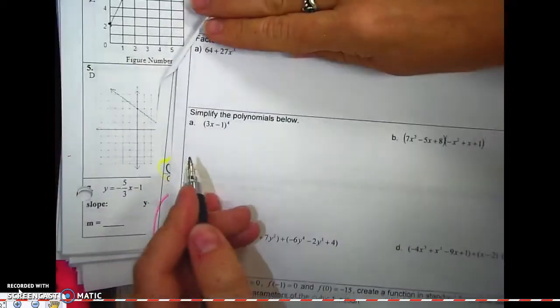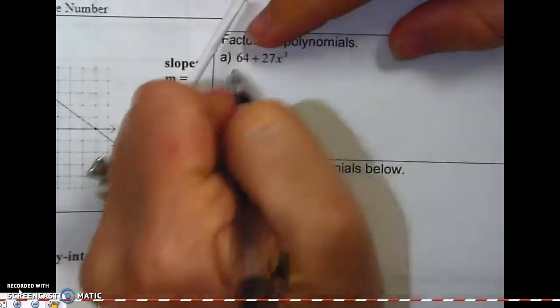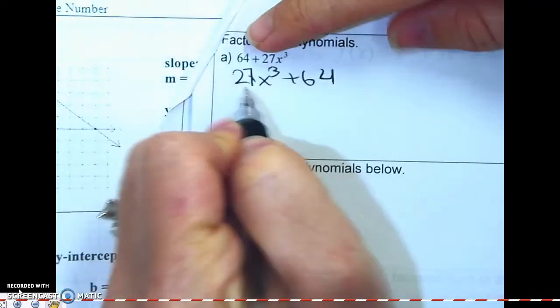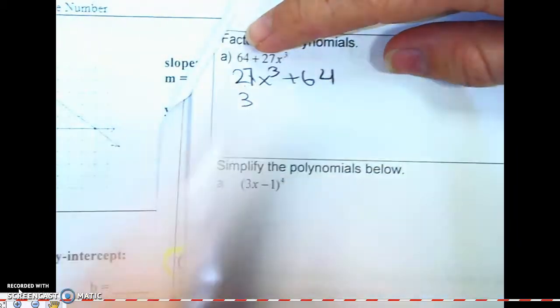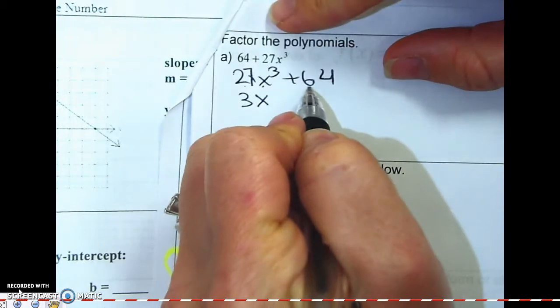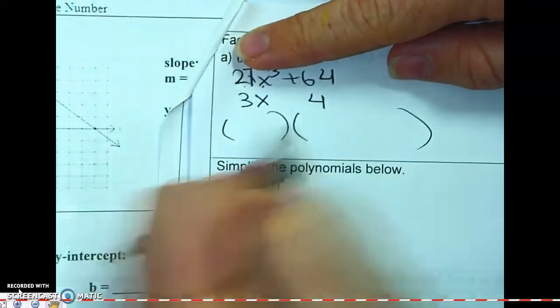All right, factor the polynomials. I see that it's not in standard form, and I don't like that, so I'm going to write it in standard form just because I don't want to forget at the end. So what times what is 27? I mean, what times what times what? What times what times what is x? What times what times what is 64? Now that I know that, I just play the game, little big.